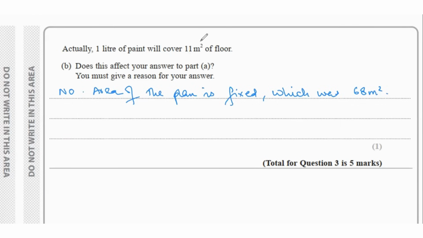cover more. Because with even 10 meters square, we were getting 75 meters square of area being covered by 3 paints. So with 11, obviously it's going to cover more. So it's not going to affect your answer to part A. She still has extra paint to cover the floor.